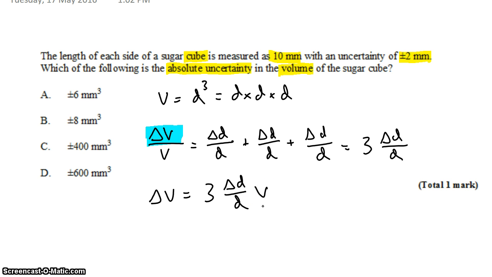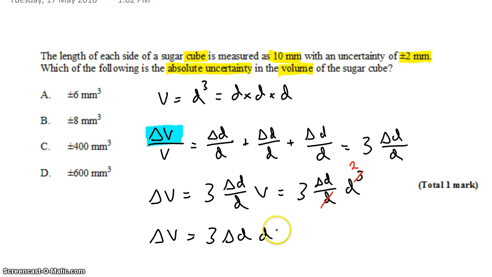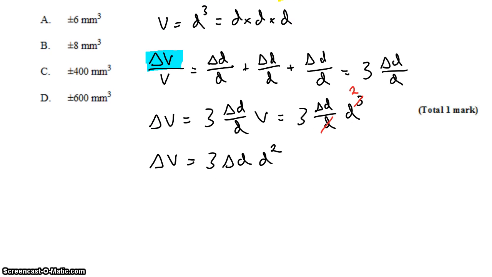We could solve from here, but it does simplify a little bit more because we know that the volume is really the side cubed. So we can turn this into 3 delta D on D times D cubed, which allows us to simplify by canceling D on the bottom with one of the D's on the top, and we get 3 delta D times D squared. We know the value of all of these things.